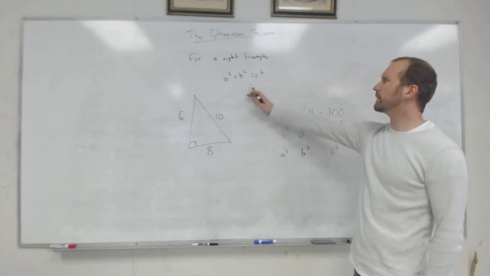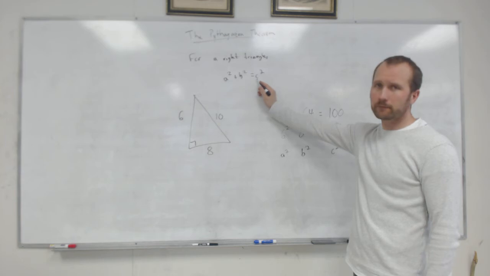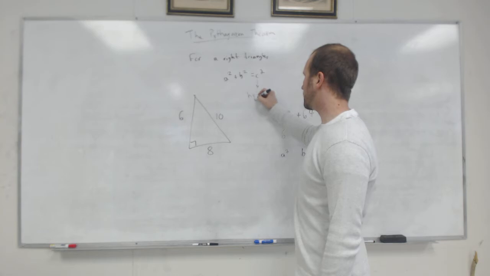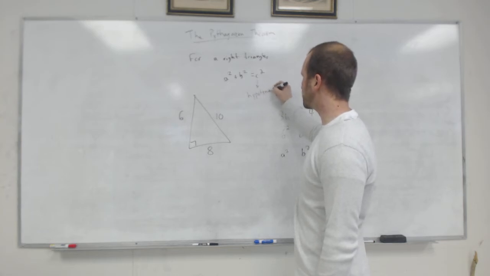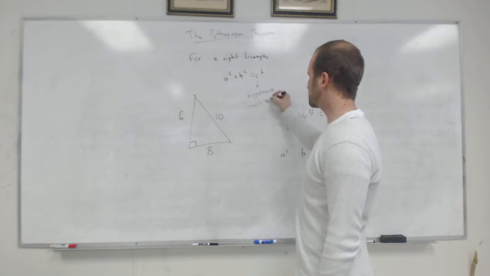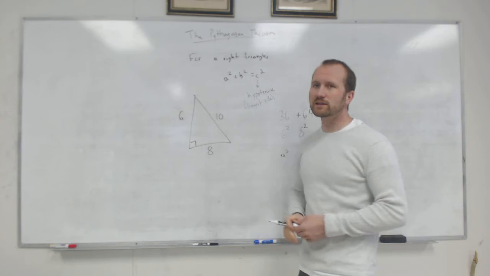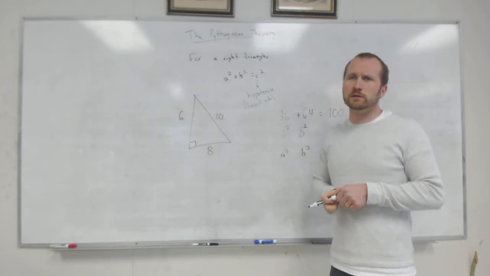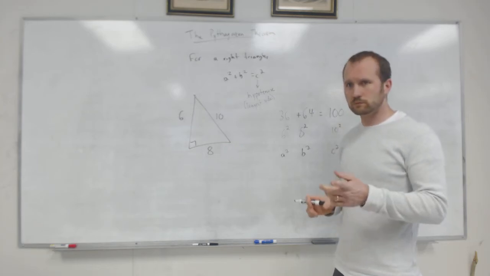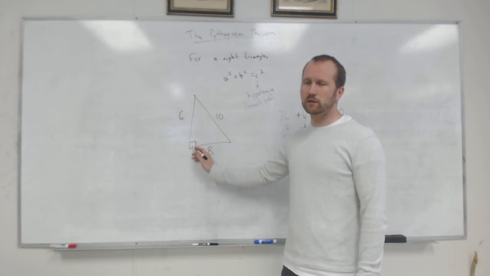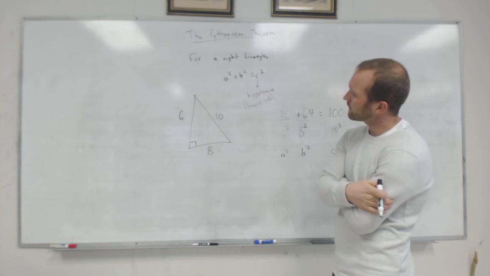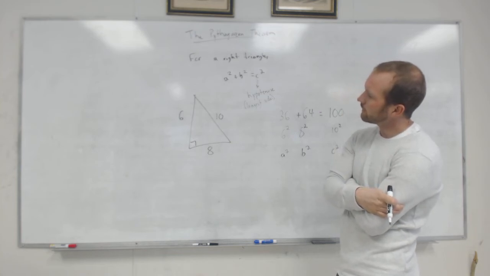There's one important thing about the A, B, and C, which is just that C is always the hypotenuse. What's the hypotenuse of the triangle? The longest side. Which in a right triangle, what will always be true about the hypotenuse? It's across from the right angle. Always across from the right angle. Why is that?